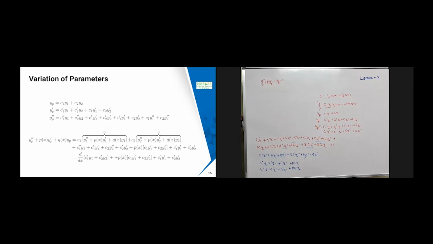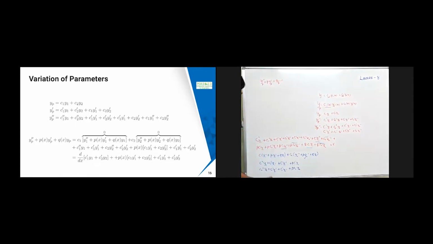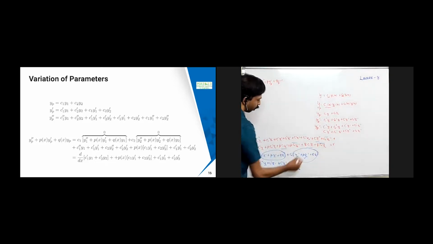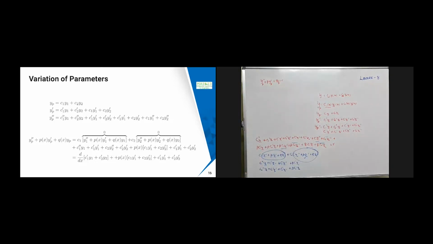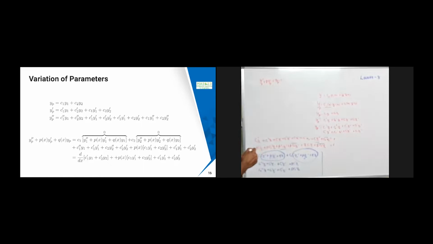Now, since y1 is the solution of the homogeneous part, we have assumed this is the solution of the homogeneous part. Therefore, this is going to become 0. These two are going to vanish. This is not going to be there. Only the remaining term is going to be there: c1'' y1 plus c1' y1' plus c1' y1 plus p c1' y1.